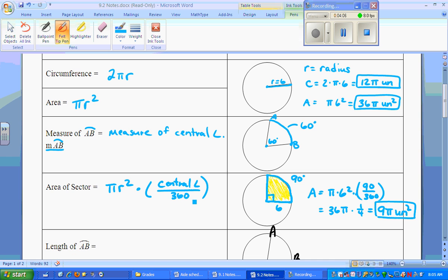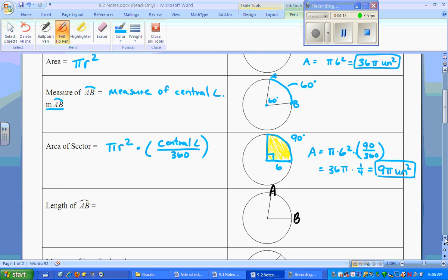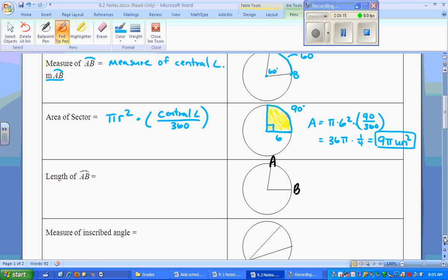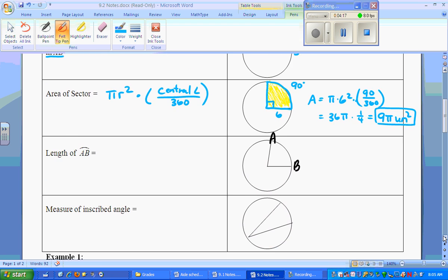I don't memorize this formula. What I do is I have the area formula memorized, and I take the area and multiply it by the percentage of what I want. Doing the same thing, now I can find the length. Measure and length are two different things. Length is a distance from one spot to the other, whereas measure just tells me how many degrees. So we'll do the same thing as what we just did up here. We want the length of this piece. We know the radius is 6, and it's still a right angle in the center.